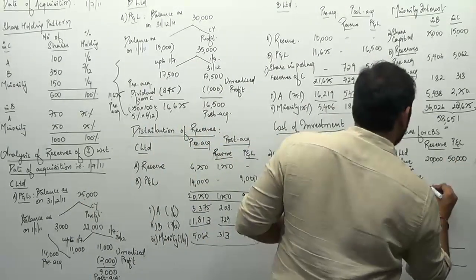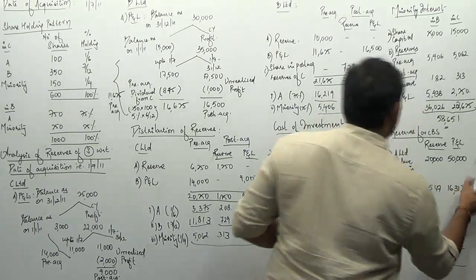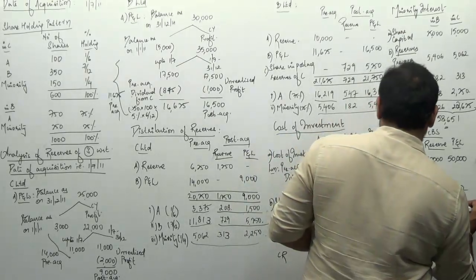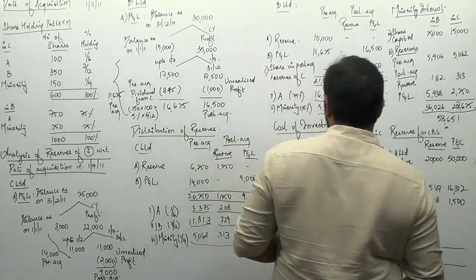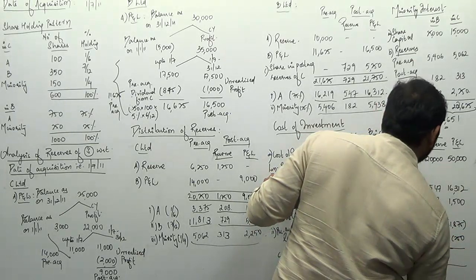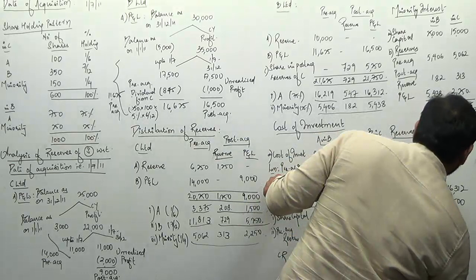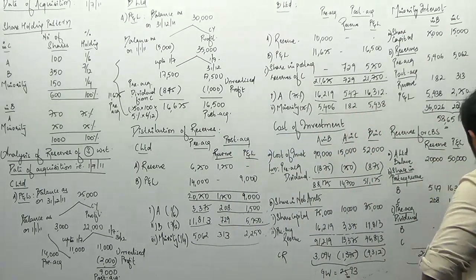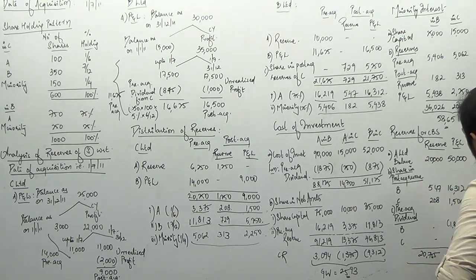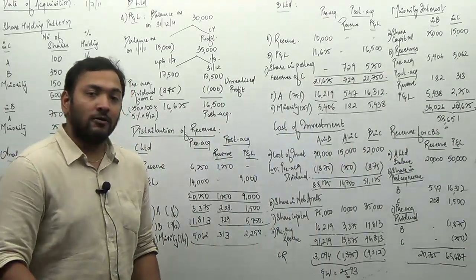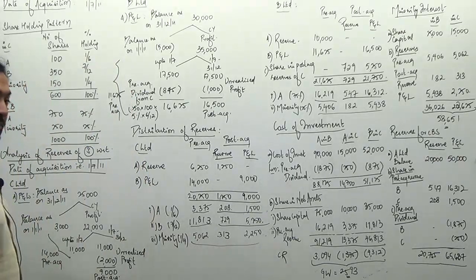Share in post acquisition reserves of B, 547, 16,312. In C, 208, 1,500. Pre acquisition dividend wrongly credited to P&L, 1,875 and 250. This one is 20,755. Reserve. And my P&L is 65,687. Complete the balance sheet, guys. You have all the figures now.